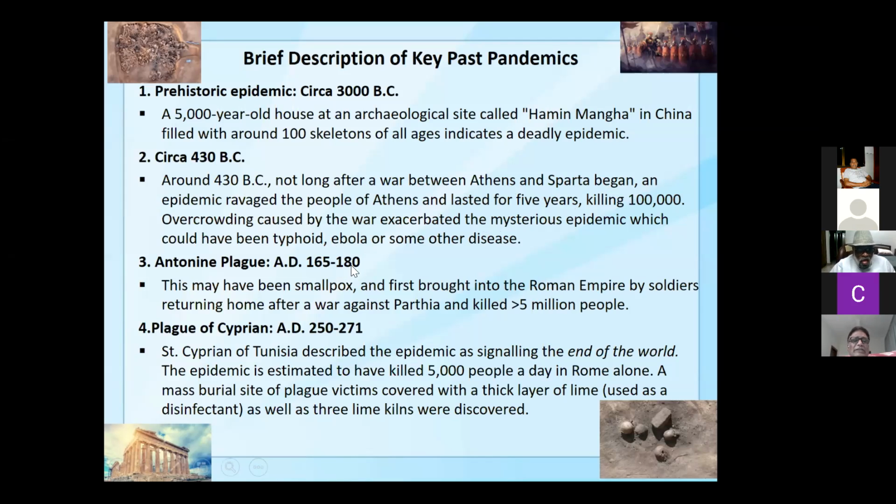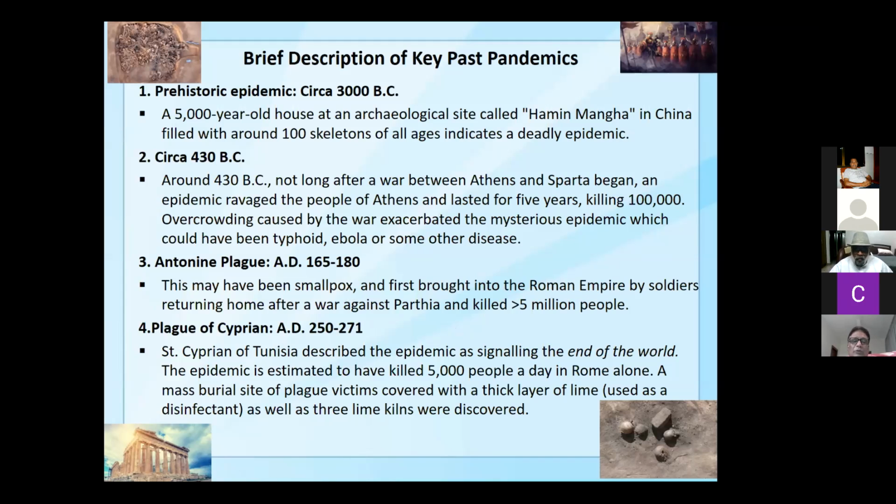Then we come to 165 to 180 AD, when we had what is called the Antonine Plague. People believe it could have been smallpox, and it was first brought into the Roman Empire by soldiers returning home after a war against Parthia, and it killed more than 5 million people in those days. Then we had the plague of Cyprian, Saint Cyprian of Tunisia. He described the epidemic as signaling the end of the world. You see, every time you have a pandemic, people get scared and they predict it's doomsday, the end of the world.